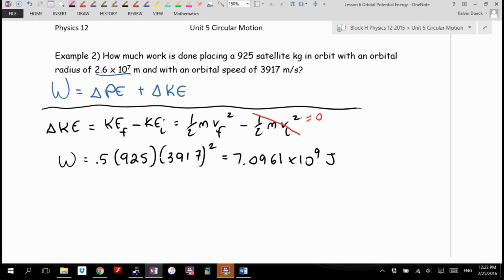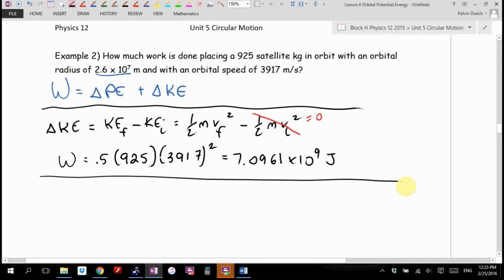What else do we need to find? Sorry, by the way, I put a W here. I should have put a change in kinetic here. The other thing I usually do, because this is a long question, once I find one of these, I tend to put a box around it just so I can find it easier on my page later on.